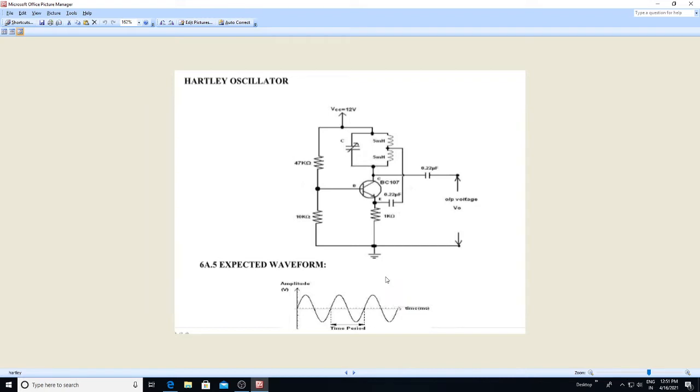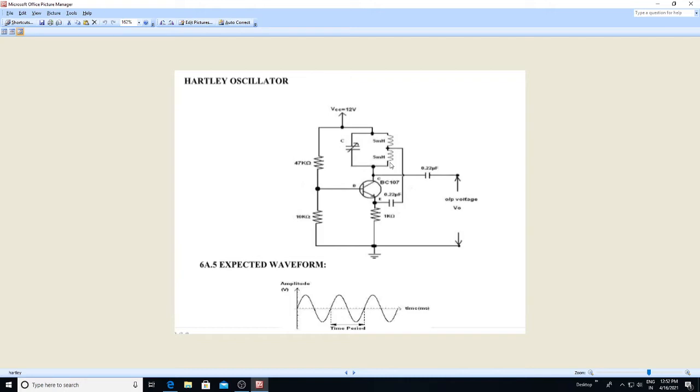Our next experiment is the Hartley oscillator. So, this is a circuit diagram of the Hartley oscillator. The Hartley oscillator is an electronic oscillation circuit in which the oscillation frequency is determined by a tuned circuit consisting of capacitors and inductors. That is an LC oscillator. The oscillator was invented in 1915 by an American engineer, Ralph Hartley.